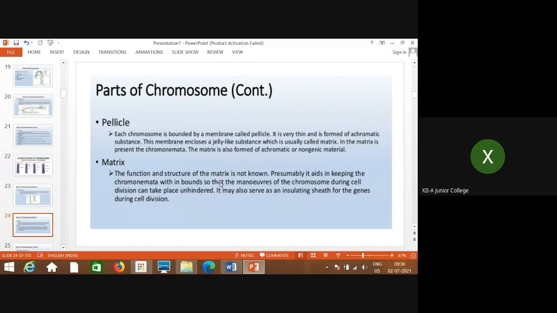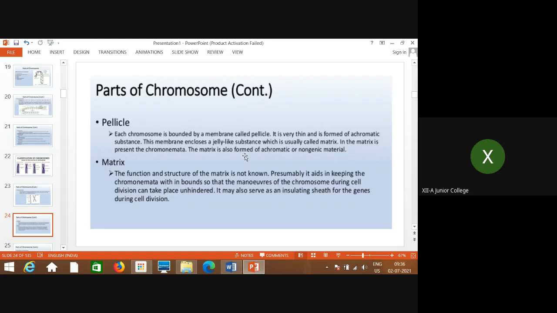Now, what does pellicle mean? That means the boundary of the chromosome. Each chromosome is bounded by a membrane called the pellicle. It's very thin and formed of achromatic substance, that means without any color. This membrane encloses a jelly-like substance which is usually called matrix. So inside the pellicle, that boundary, that membrane, whatever jelly-like substance is present is called the matrix. And in the matrix the chromonemata are present.